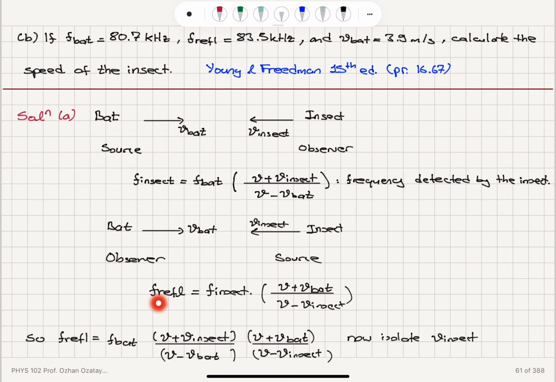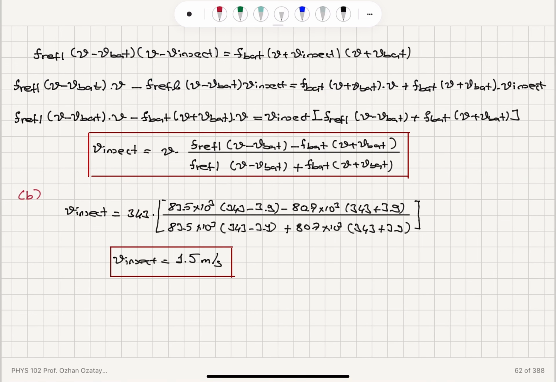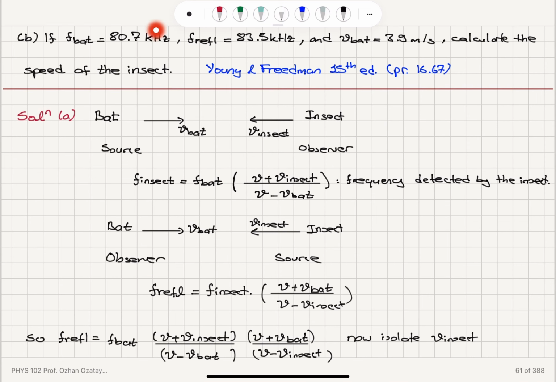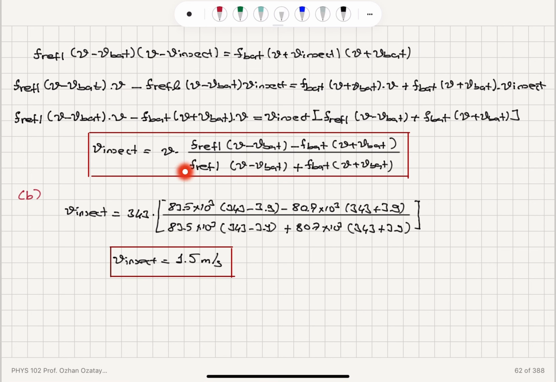So for the double Doppler shift, the frequency of the reflected wave that's detected by the bat is the original frequency times these two terms. So we have to isolate V insect. When we do so, we obtain the relationship given in the problem statement. Now we will substitute the frequency of the bat, the reflected frequency, and V bat into this expression, and we can find the detected speed of the insect, numerically 1.5 meters per second.